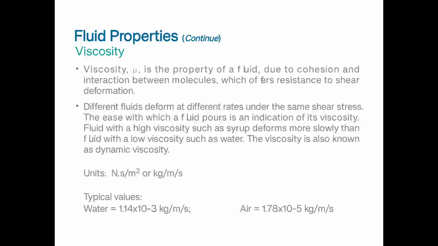So different fluids deform at different rates under the same shear stress. That's why the ease with which a fluid pours or flows is an indication of its viscosity. Fluid with high viscosity deforms very slowly. Fluid with low viscosity deforms very fast, like a syrup which deforms very slowly, and water which deforms very fast, with the change in viscosity in their nature. That is why viscosity is also known as dynamic viscosity.